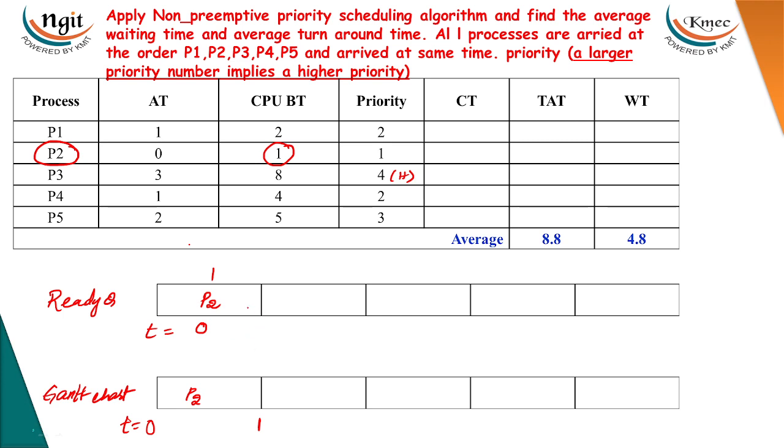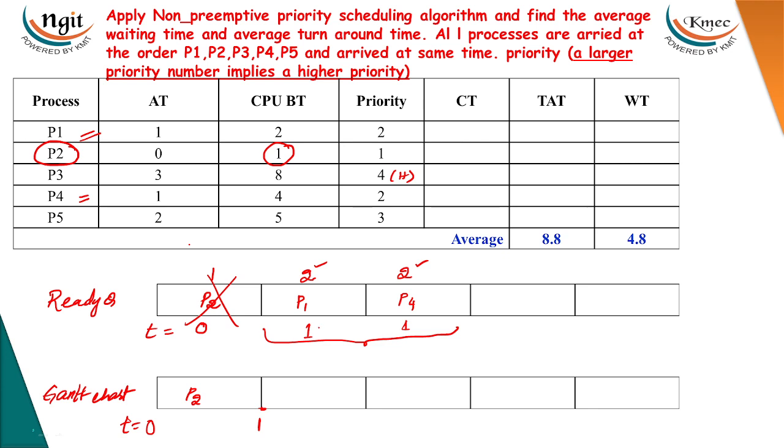Now check, at the time P2 completes, at time t equal to 1, how many processes came to the ready queue? P1 and P4. So write down P1 and P4. Now P2 is completed. Write down the priorities of P1 and P4. The priority of P1 equal to 2 and the priority of P4 is also 2. Now the priority of P1 and P4 equal to 2.